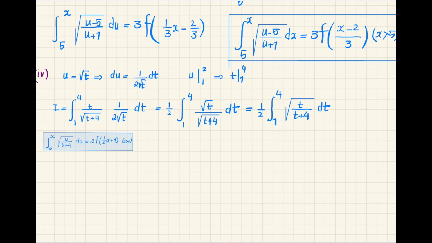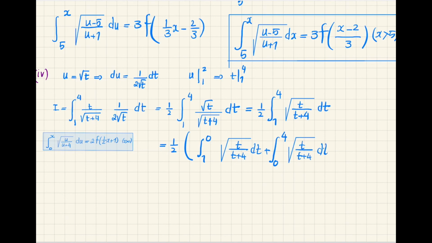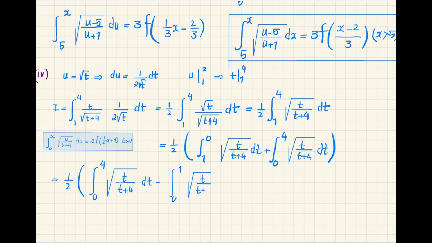What you see is that here the lower limit is 0 and the upper limit is a number, a variable x. What can I do? I can write it in this form. This can be written as 1 over 2. I can split this integral into two parts. I can write it from 1 to 0, square root of t divided by t plus 4 dt, plus from 0 to 4, square root of t divided by t plus 4 dt. Then I can replace these two limits and put a negative sign, and write the second term first. So let me write the integral from 0 to 4, square root of t divided by t plus 4 dt, minus integral from 0 to 1, square root of t divided by t plus 4 dt.